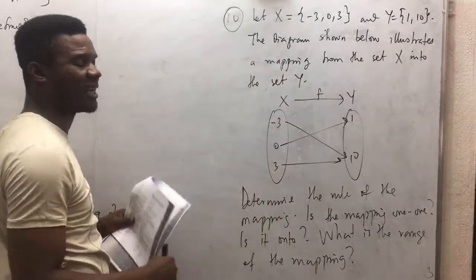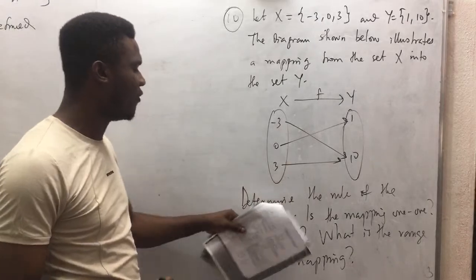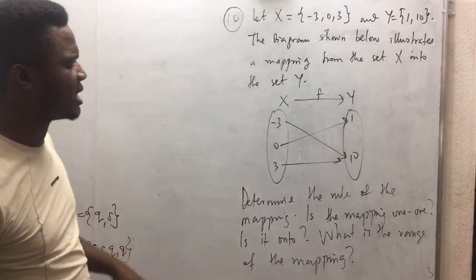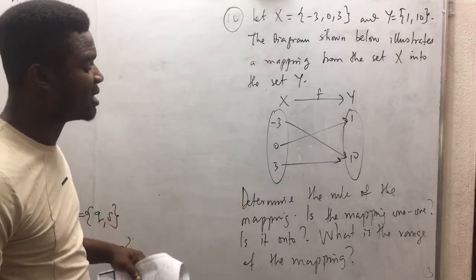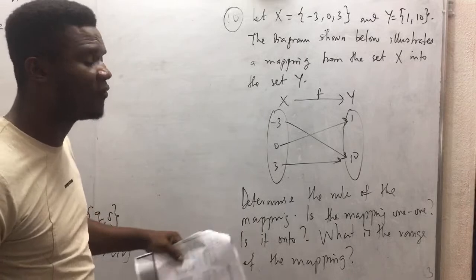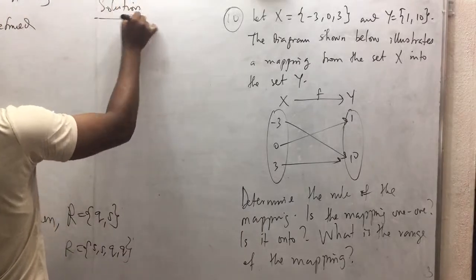So the question now says, there are so many questions here. The first question says, determine the rule of the mapping. So what is the rule of the mapping? The second question says, is the mapping 1 to 1? The third one says, is it onto? And the fourth one says, what is the range of the mapping? So, solution. Let's start with question number 1.